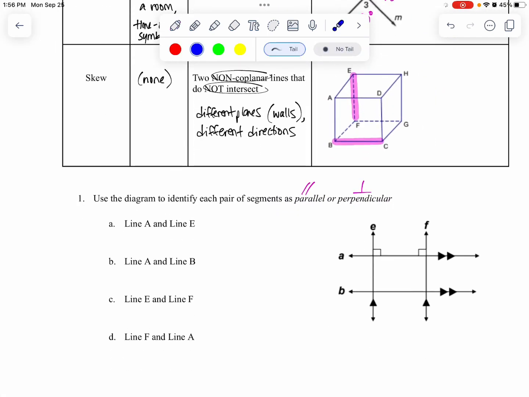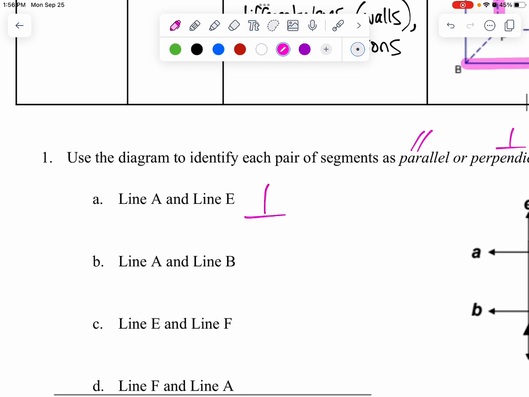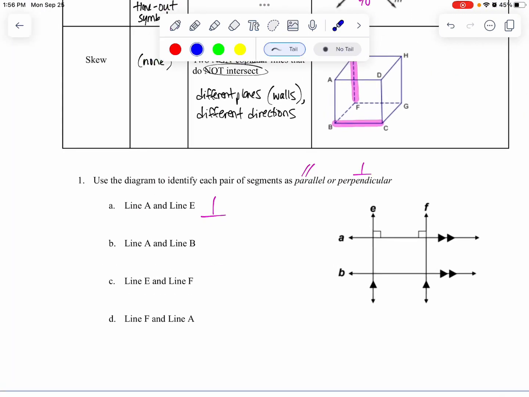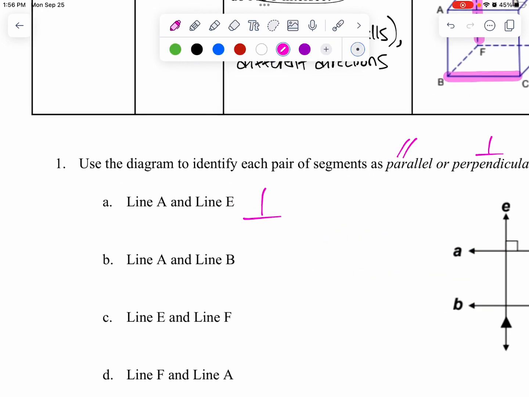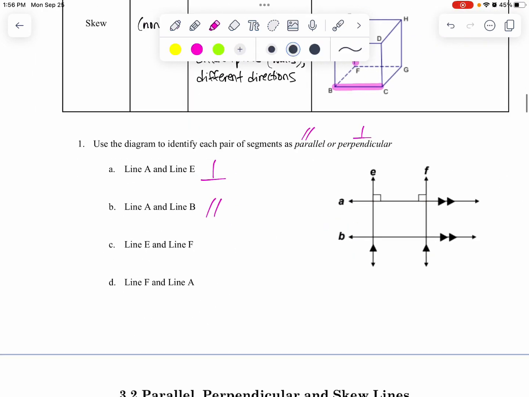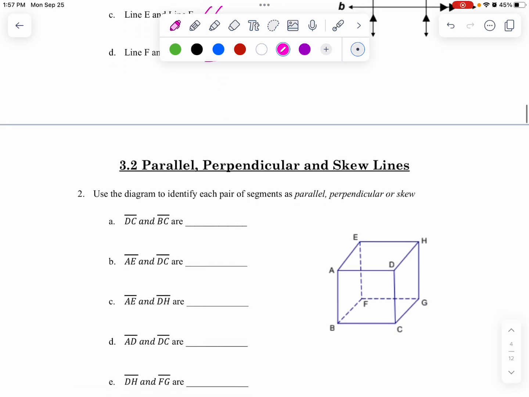Line A and line E. So here's A and E, and it looks like they touch right here, which is a right angle, which means they are perpendicular. Line A and line B. Here's A, here's B. Can you see that those look like railroad tracks? Those are parallel. How about E and F? E and F, those look like railroad tracks. Those are parallel also. And F and A, let's see those. F, A, those intersect right here at a right angle. Those are perpendicular.